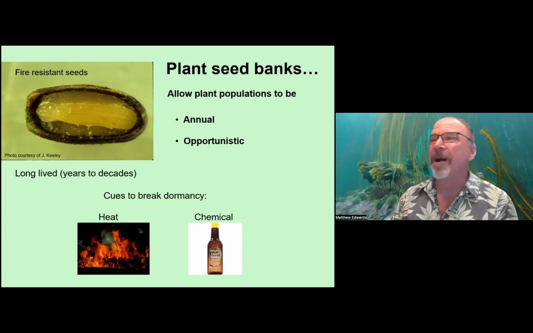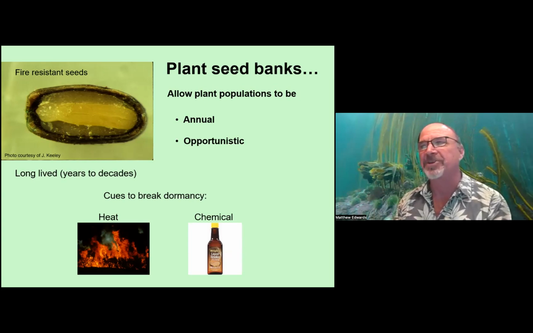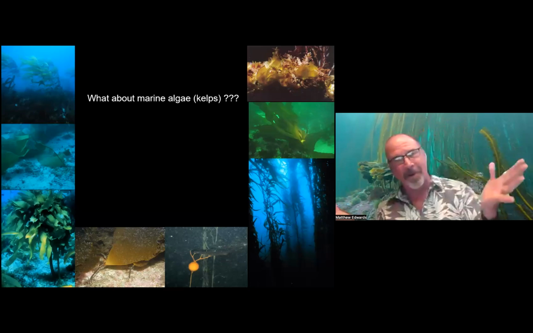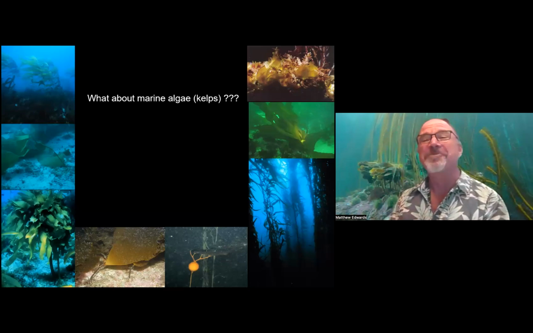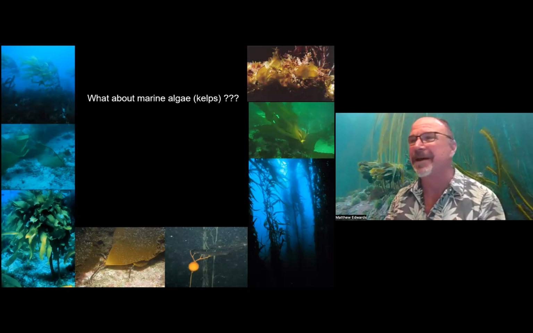So one of the things about plant seed banks that we've known for a long time is they allow plant populations to be both annual and opportunistic. The question we're here for today is, what about algae, particularly the kelps? Do the kelps have something that's analogous to these seed banks?